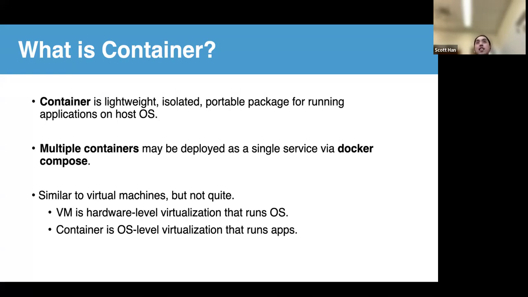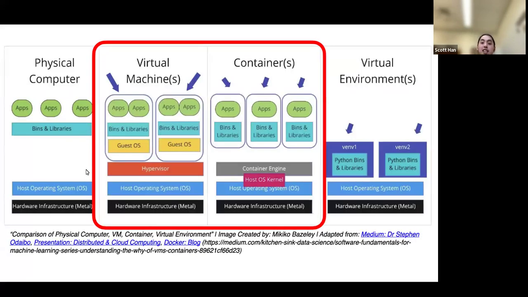And a container in essence is very similar to a VM, a virtual machine, as I mentioned earlier, but it does have a few key differences. A virtual machine is a hardware level virtualization that runs an operating system, whereas the container is virtualization of the operating system that runs apps. So you might say that the container is pretty much a virtual machine, but with one layer of the virtualization cut off for simplification. And this diagram shows what I'm talking about.